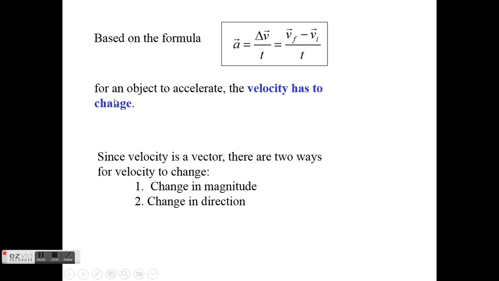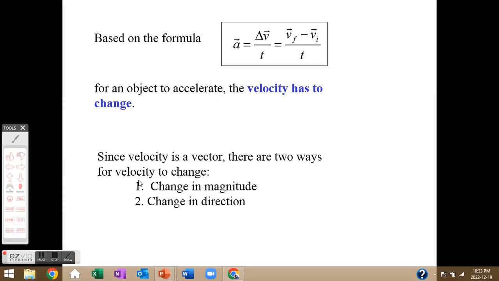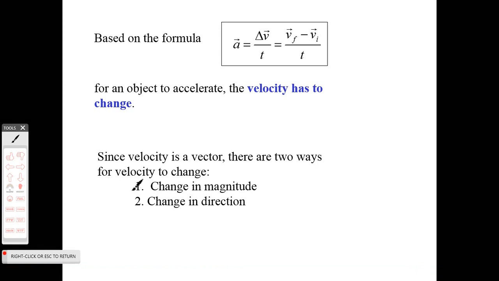So in order for an object to accelerate, obviously the velocity has to change. There's two ways that can happen. Up till now, mostly, we have dealt with change in magnitude. So we speed up, we slow down, but the direction doesn't change. But there's another way. We can keep the same magnitude, the same number, and if we change direction, acceleration has happened because velocity has changed.